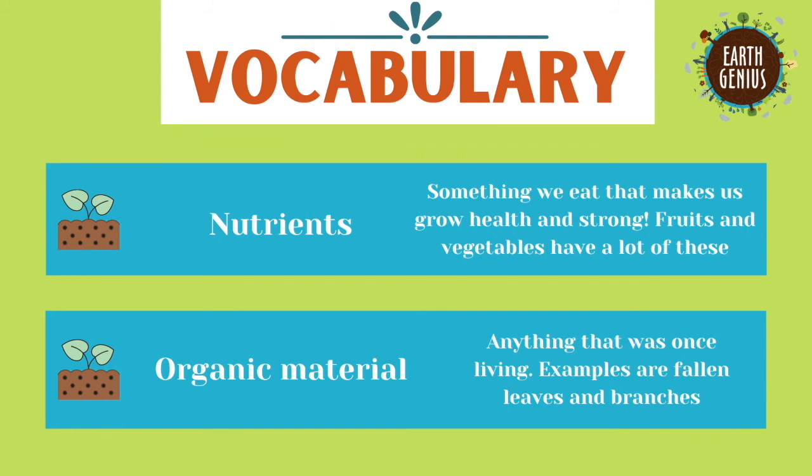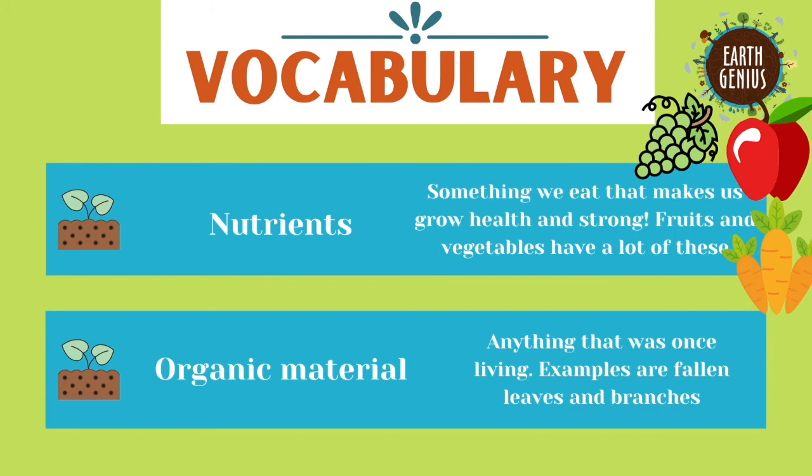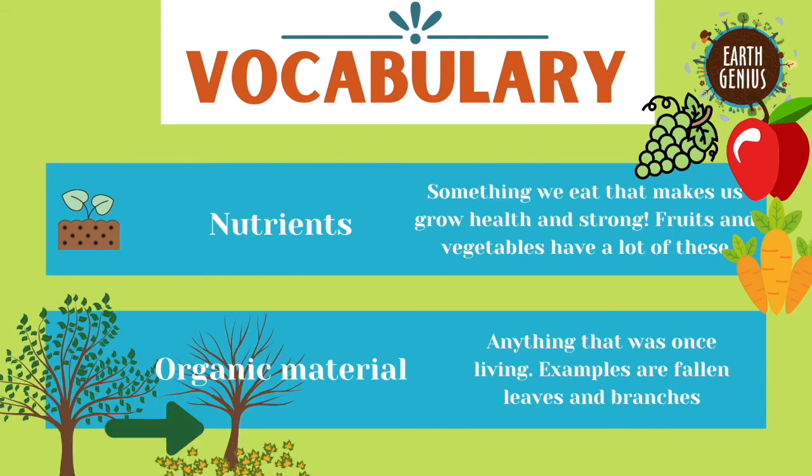For our next two vocab words, let's write them down in our garden journals. Our first word is nutrients. Nutrients are something that we eat that makes us grow healthy and strong. Fruits and vegetables have a lot of these, and they get those nutrients from the soil. Organic material, don't forget to write it down, is anything that was once living. Examples of organic material are fallen leaves and branches, or even things we eat.